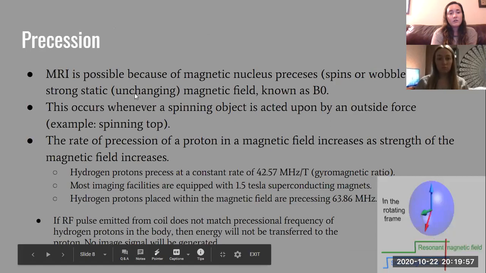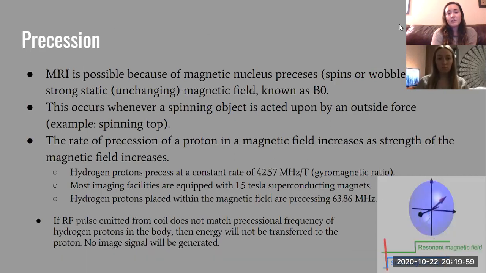Precession. MRI is possible because a magnetic nucleus precesses, which means it spins or wobbles about a strong, static, unchanging magnetic field, which is known as B0. This occurs whenever a spinning object is acted upon by an outside force. An example would be something such as a spinning top. The rate of precession of a proton in a magnetic field increases as the strength of the magnetic field also increases.